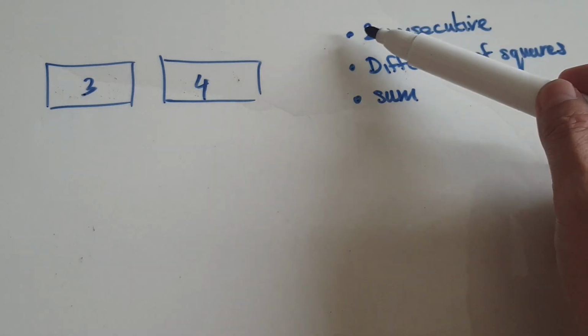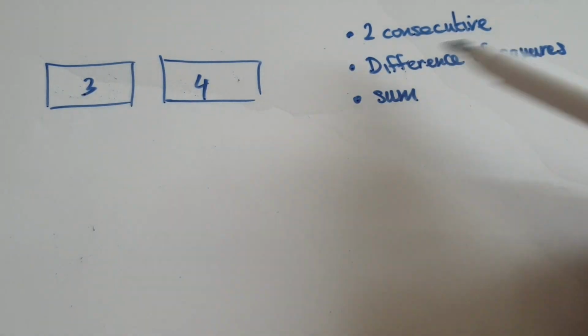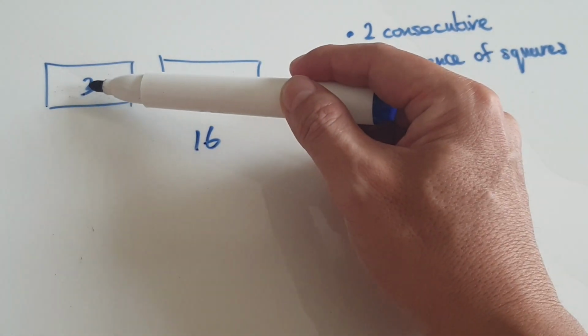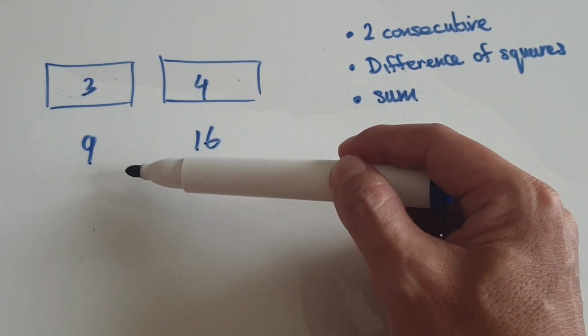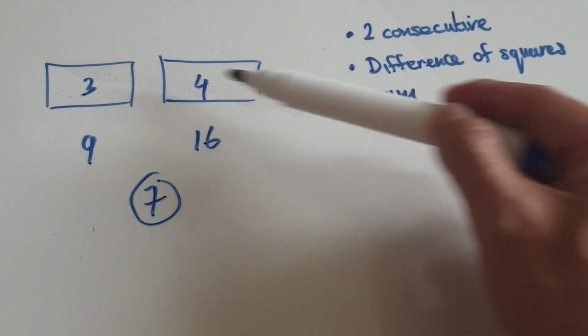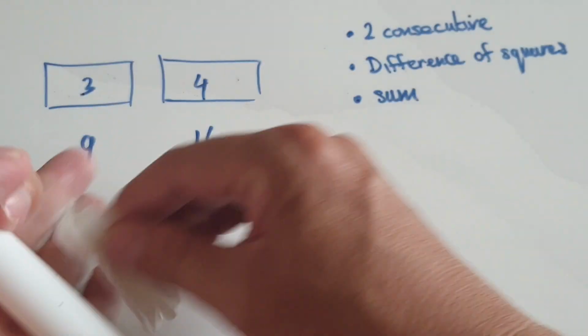So for example, two consecutive numbers, meaning next to each other, the difference of their squares. So square this, 4 squared would be 16, 3 squared would be 9. Take the difference of the two, so that would be 7. And then the claim is that it will always be the sum of the original two numbers. So let's test it with another one.